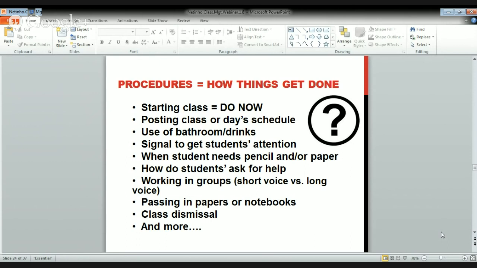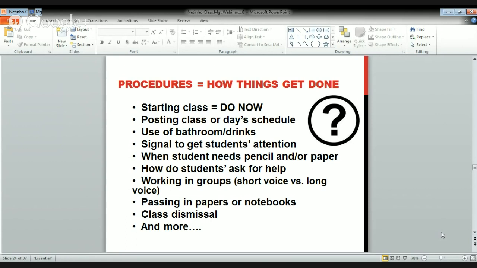What about working in groups? Are you going to have a procedure for keeping their voices, what I call short voice, long voice? Short voice is for a group, and long voice is when you want to be heard in the entire room. What about passing in papers or notebooks? How will you collect student work? What about class dismissal? Remember, you dismiss the class, not the bell.